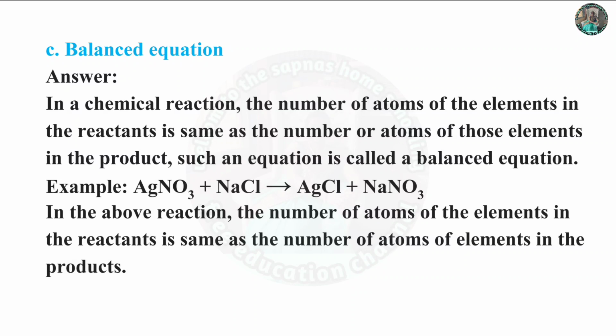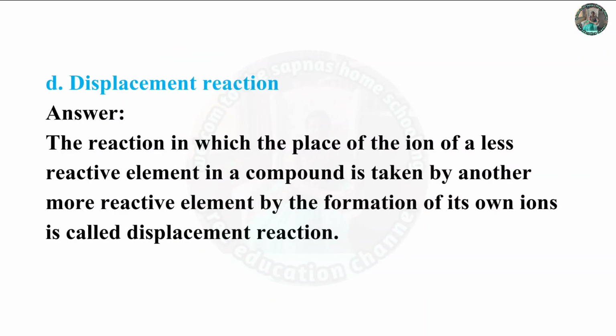Balanced equation. Answer. In a chemical reaction, the number of atoms of the elements in the reactants is the same as the number of atoms of those elements in the products. Such an equation is called a balanced equation. Example, AgNO3 plus NaCl is equal to AgCl plus NaNO3. In the above reaction, the number of atoms of elements in the reactants is the same as the number of atoms of elements in the products.